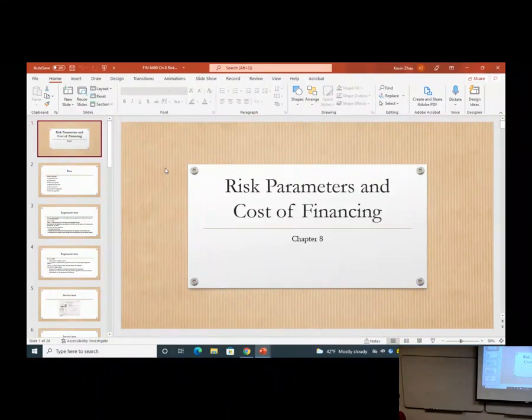And also this chapter 8 talks not only about the required rate of return of equity, but also the cost of capital, or weighted average cost of capital, and the cost of debt.